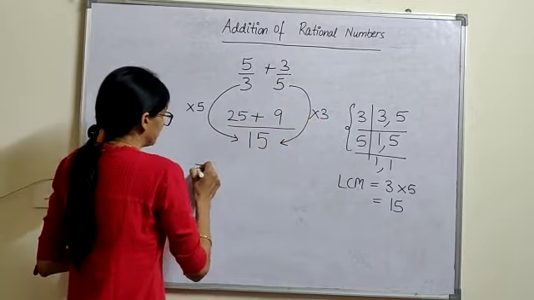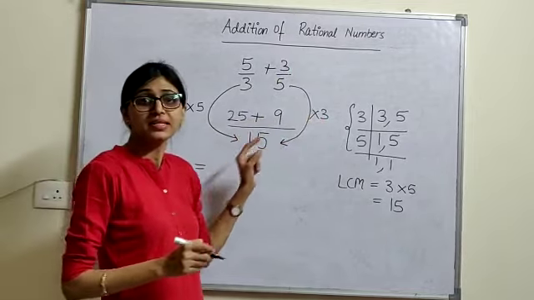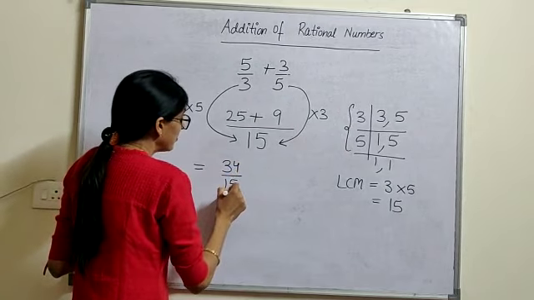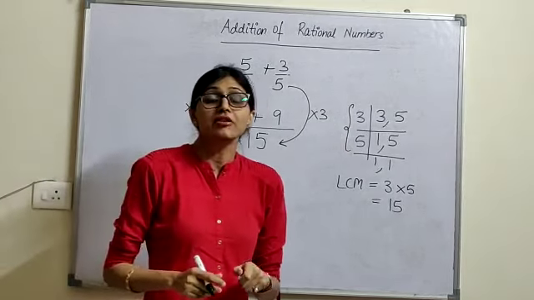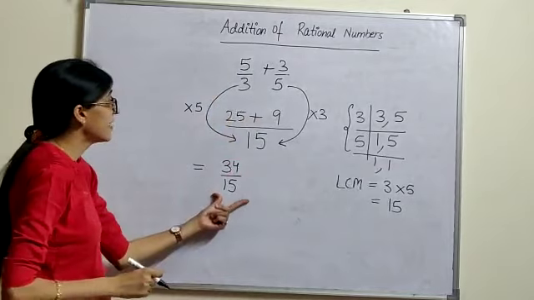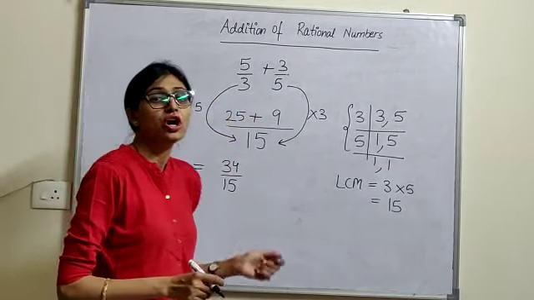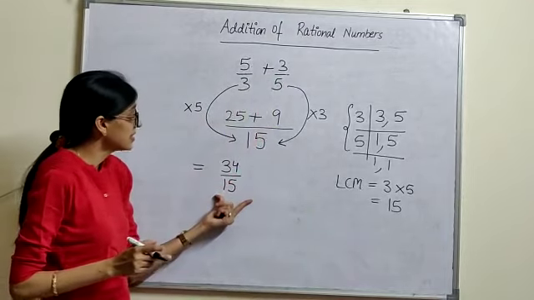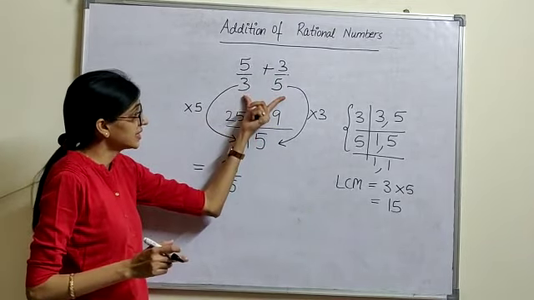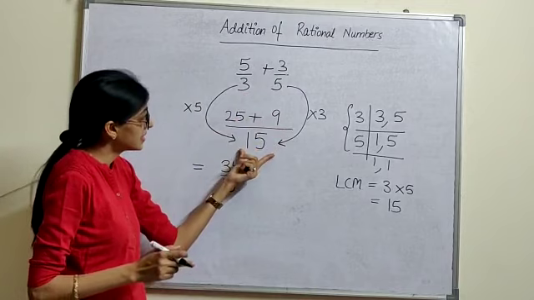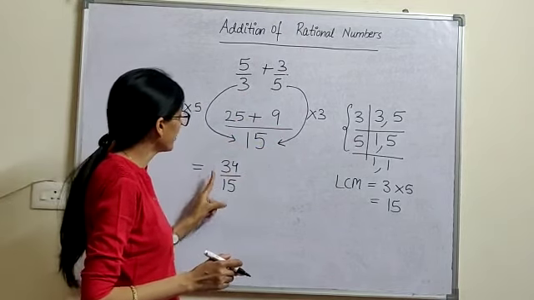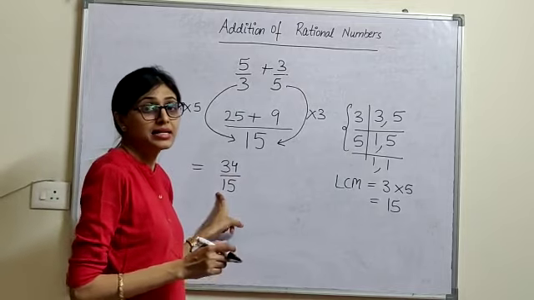Now, what is 25 plus 9? It is 34 divided by 15. 34 by 15 is the final answer when the denominators are different. In this case, the denominators are different, so first we take the LCM. After taking the LCM, taking 15 as the common part, 34 by 15 is the final answer.